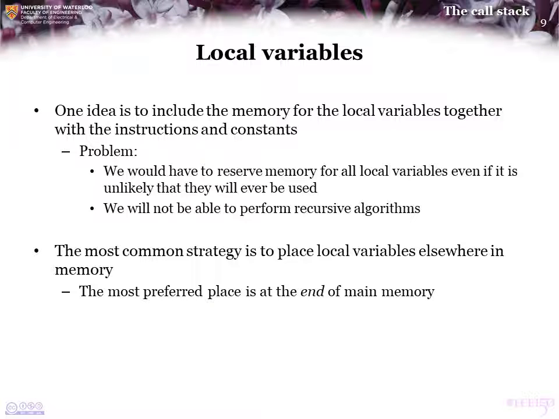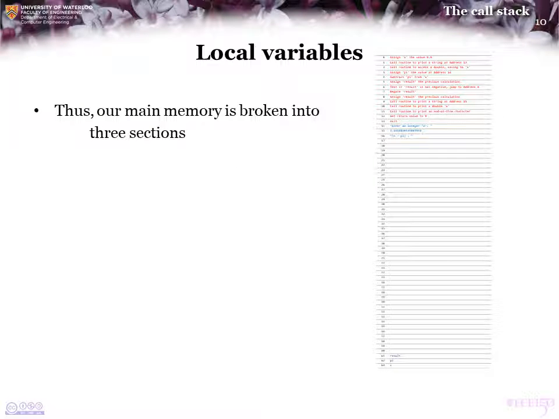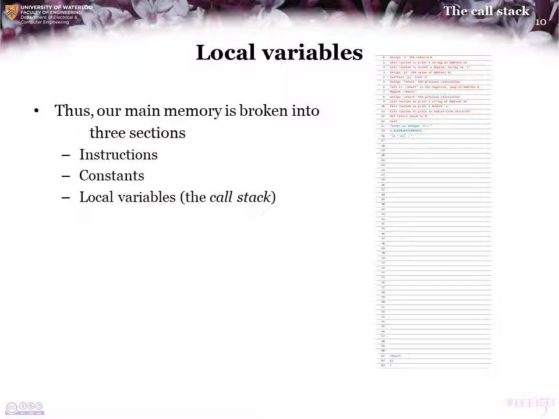Usually, the preferred place is at the exact opposite end of main memory. So, if this represents all the memory of the computer, which it doesn't because most computers have at least 4 gigabytes of memory and not just space for 64 instructions. But we have our instructions at the top in red. Our constants follow that in blue, the constants being the literals that are referred to in the program. And then we store the local variables down here at the bottom in something called the call stack.